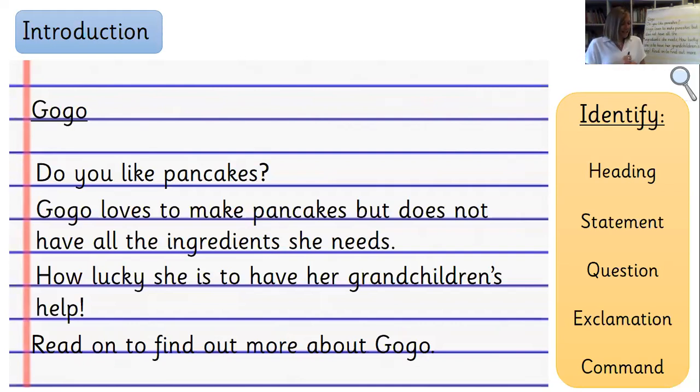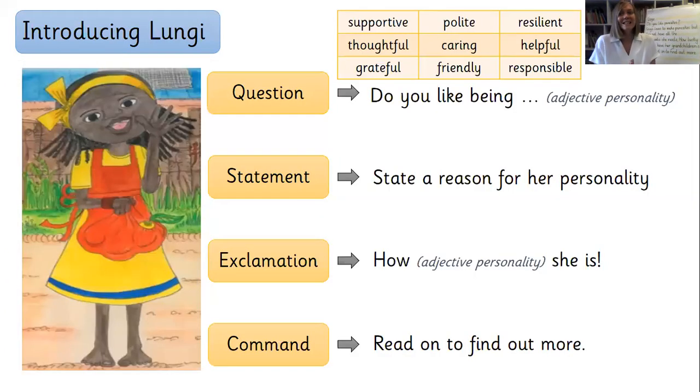Now, it would be pretty easy if I told you that you could write about Gogo. We've done it already. You've already seen it. But you are not going to be writing about Gogo. I wonder if you guessed it. You are going to be writing about Lungi. So you're going to have a go today at writing your very own introduction, having a heading, having a statement, a question, an exclamation, and a command, but it's going to be about Lungi. That's going to be your character for your character description in our next few sessions. So let's have a little look at what we're getting up to.